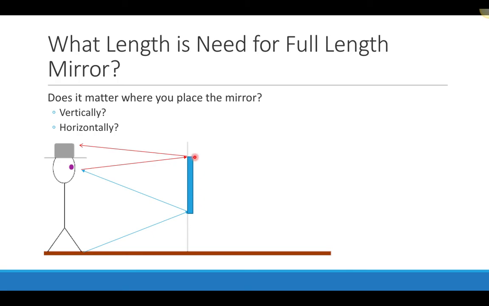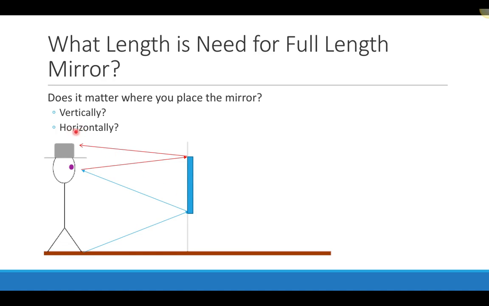And so the size of the mirror that I would need would be right here. I need to be able to have light from the feet reach the mirror and light from the top of the hat reach the mirror and reach the eyes. So I don't need anything up above that distance or below that distance. So this mirror height is exactly half the height of the person, because I need half of the distance between the eyes and the feet, and then half of the distance between the eyes and the top of the hat, and that makes up my mirror distance.